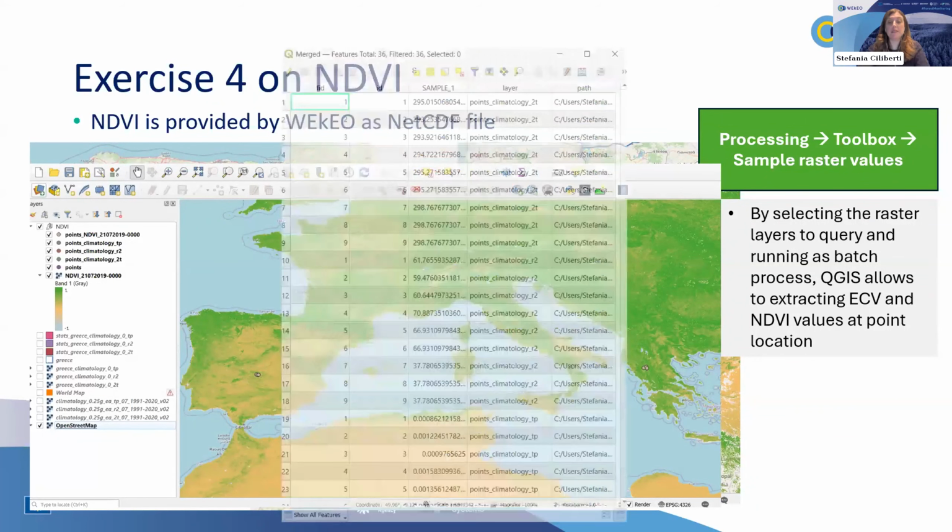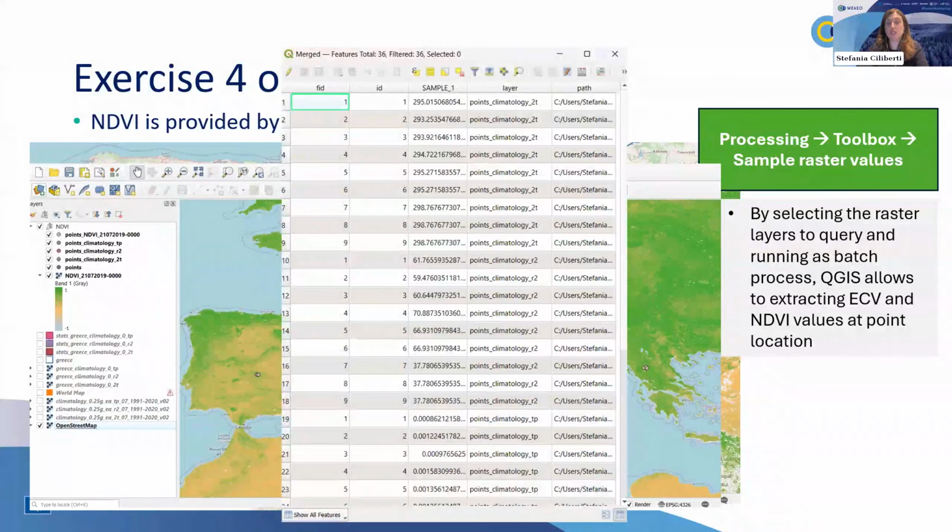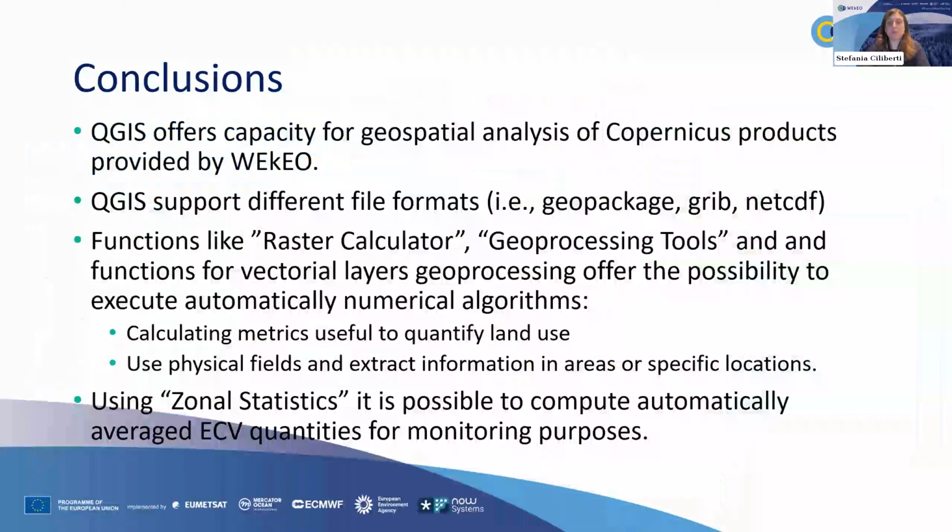You have basically the tables that contain the information of the essential climate variable and the NDVI in the points that have been selected, and by merging them in a single layer, you can display a table that further can be exported and manipulated in, for instance, Python or in any other language, if you would like to, or simply interface with your downstream application.